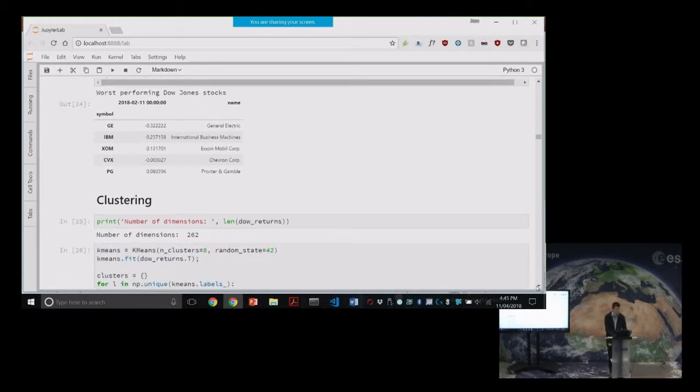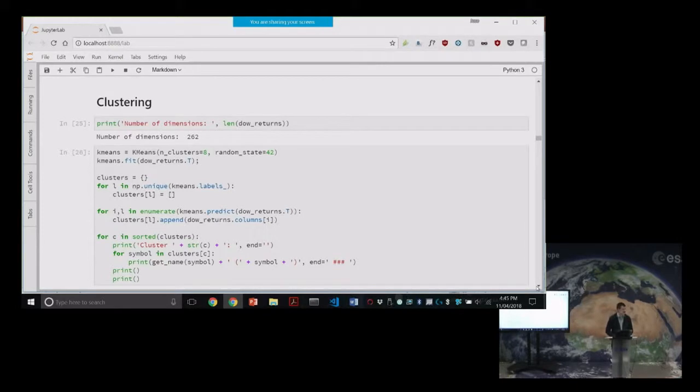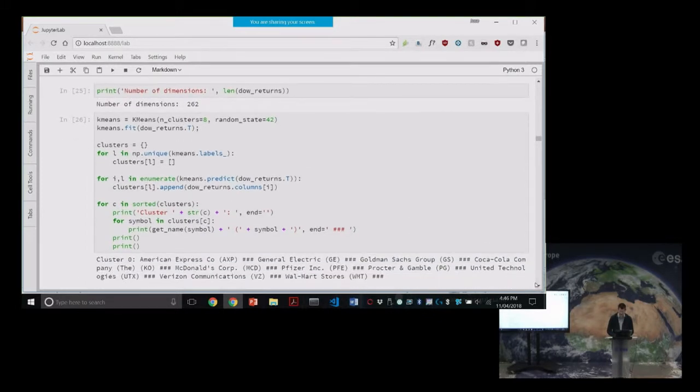So let's do some clustering. Since we resampled the data every week for every stock, we have 262 samples, meaning that there were 262 weeks in 5 years, or at least in the data set we had. Let's say that we want to have 8 clusters, and we're going to use k-means. This is how you get it: you do the fit to do the clustering, and doing the prediction, you get the assignment. You get which stock is in every cluster.